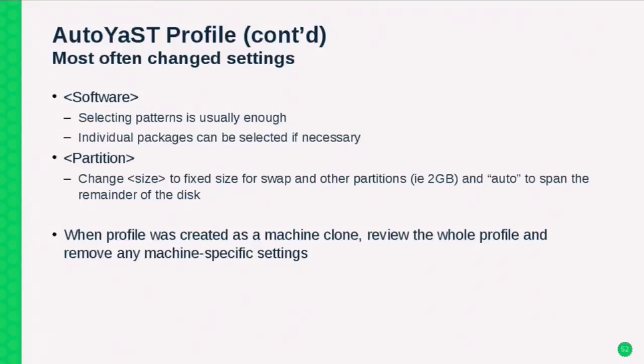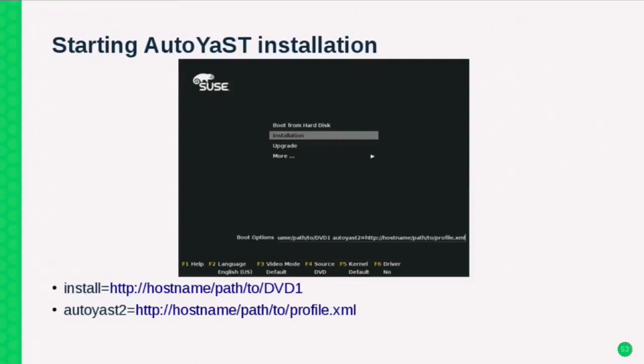Okay, so you have an AutoYaST profile, so what to do with it? Store it somewhere the installer can reach it, which means virtually the same as where you store the installation media, and point AutoYaST to it. So append to the kernel parameters the install parameter pointing to the DVD we put on the install server in the previous step, and the AutoYaST2 parameter pointing AutoYaST to the profile and also starting the AutoYaST workflow.